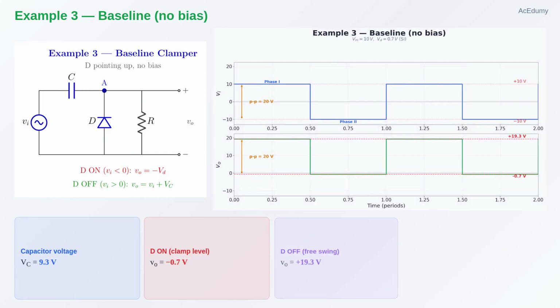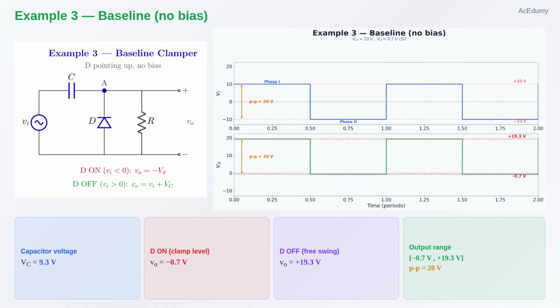Example 3. The baseline case. A silicon diode pointing up, no bias source. Input is a 10-volt peak square wave, swinging from plus 10 to minus 10 volts. When the input is negative, the diode is forward biased. The output is clamped to negative V sub D, that is minus 0.7 volts. While the diode is on, the capacitor charges.